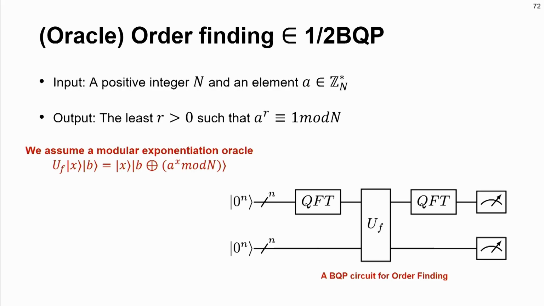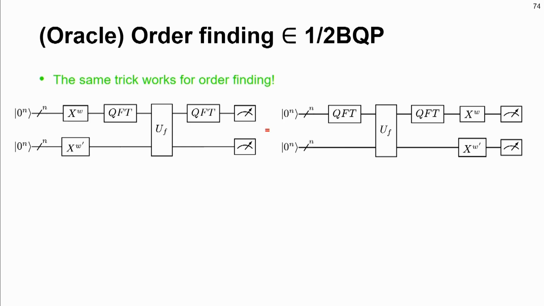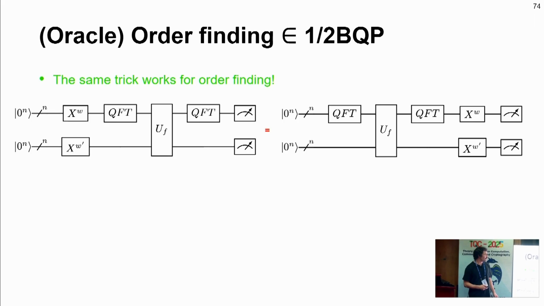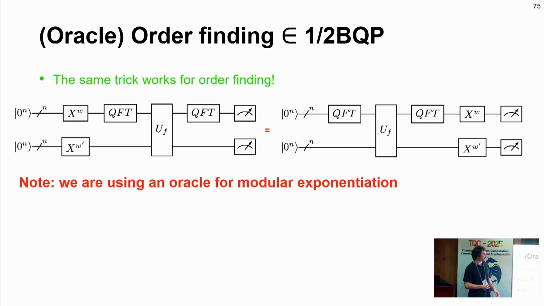Right, and it turns out the same thing works not just with Hadamard gates, but with the quantum Fourier transform as well over larger rings. And I'll leave the algebra to you, or go read the paper if you like. But you can believe me that if you just flip the bits of W at the end, it'll be the same as the BQP circuit for order finding.